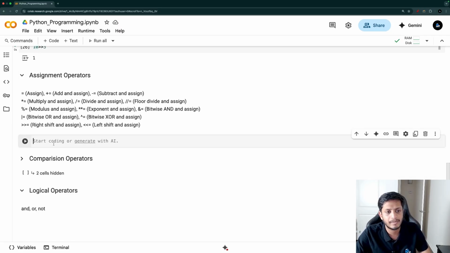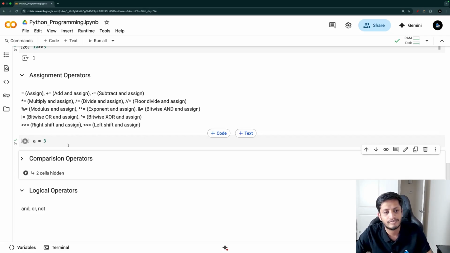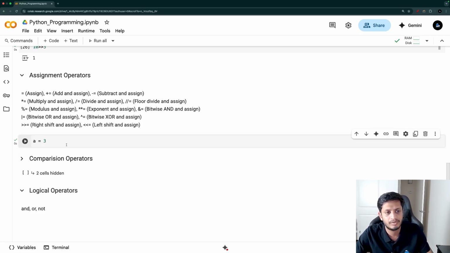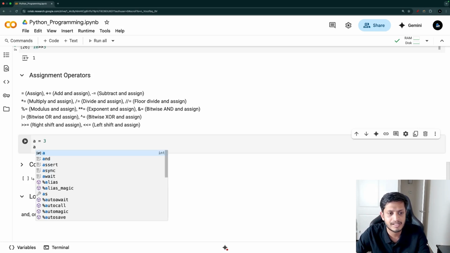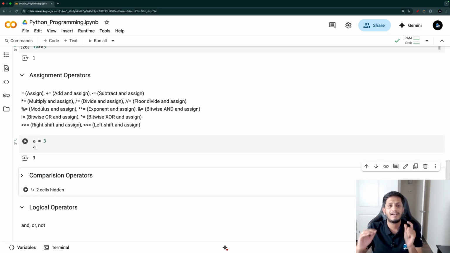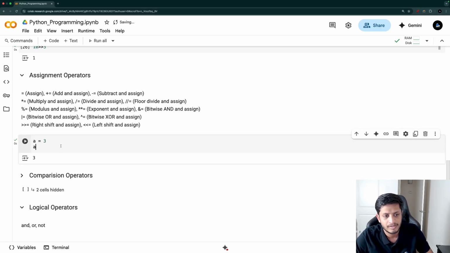So first is very simple. You want to assign a value to a variable, you can do that. So if I assign the value of 3 to a variable a, you can do that. This is just assigning a value to a variable. Okay, what variables are, we will see. Now if I just write a, I told you by default Colab will always display the output of the last line. The output of the last line is the value of a, which is 3. So 3 is displayed here. So the value 3 is now residing in the variable a.